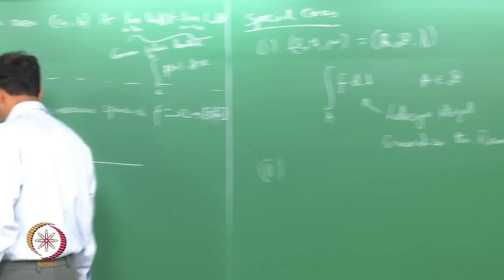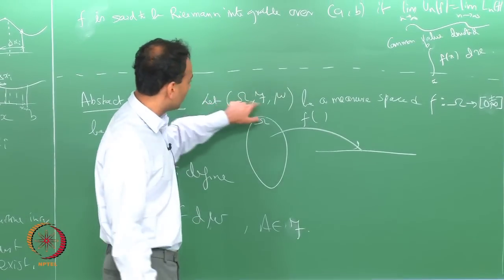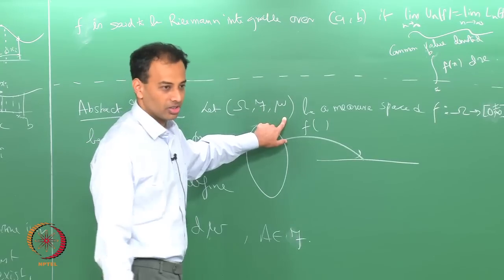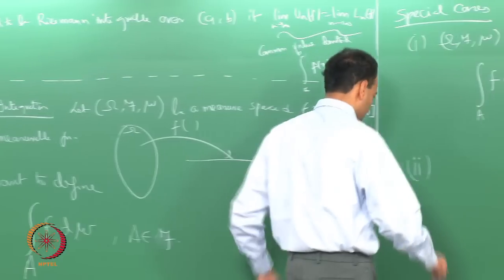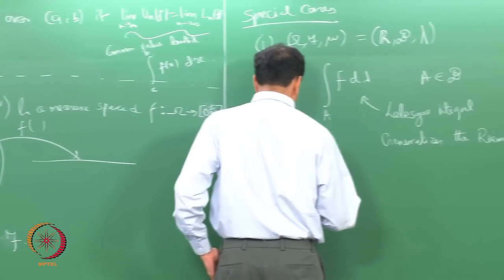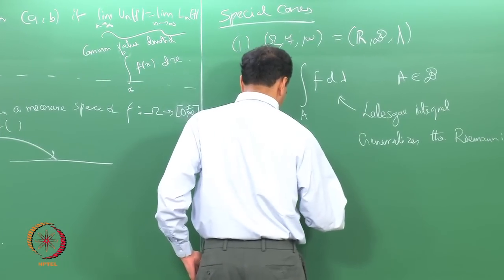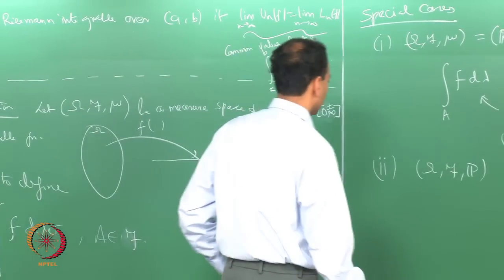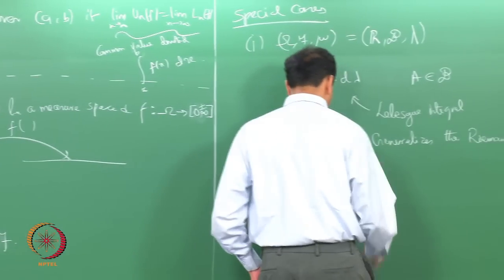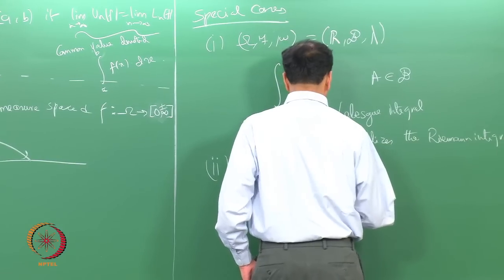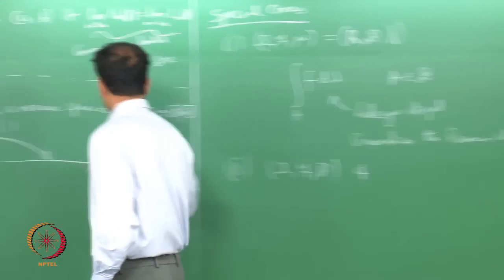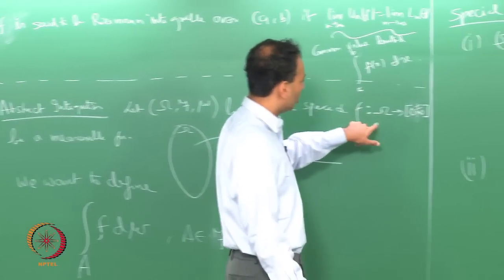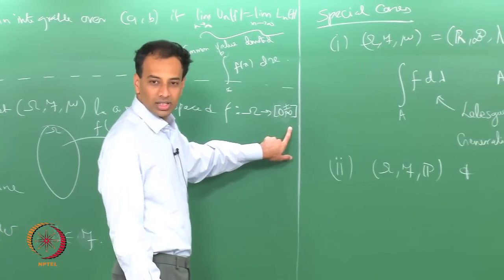The second example, we consider the space omega, F, mu to be a probability space. So mu will be a probability measure now, since we are doing probability theory. Mu is a probability measure now, so I call it P. And I am going to consider a measurable function from omega to, let us say, R.